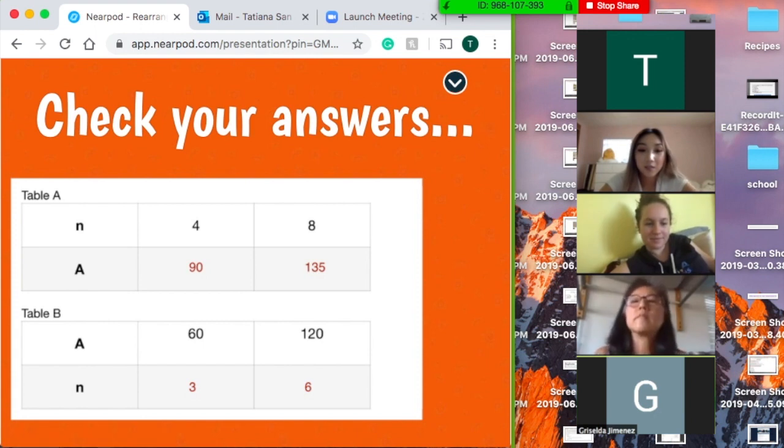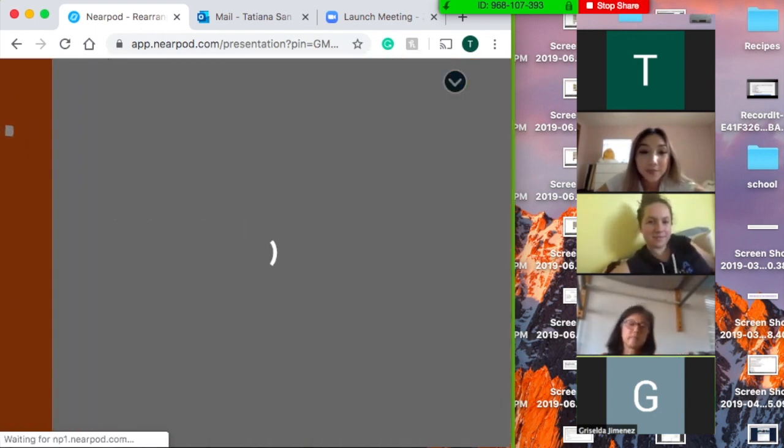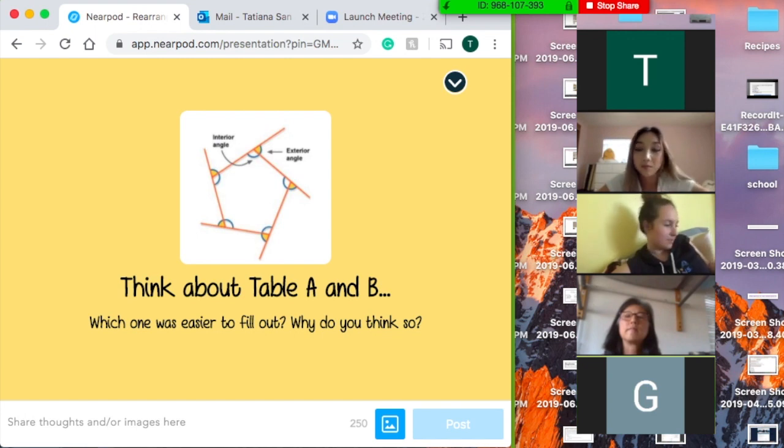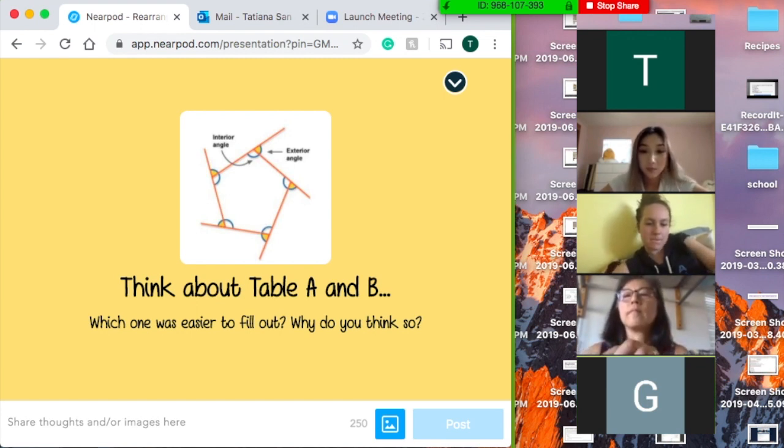So you can check your answers here. Hopefully you wrote them down as well. But I wanted to focus on the difference between table A and table B. So this is another collaborative thing where you type and then press post, but what do you think was easier to fill out, table A or table B, and why do you think so?